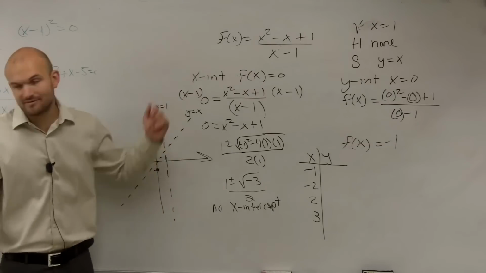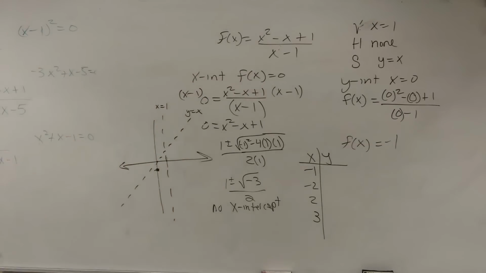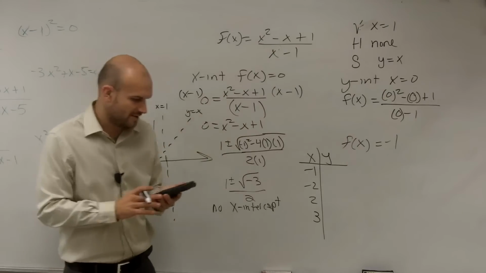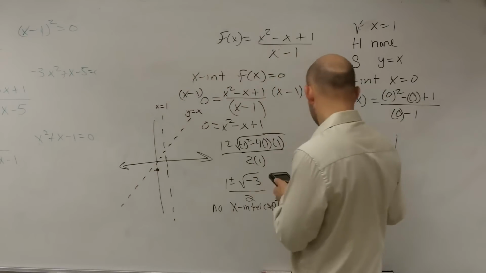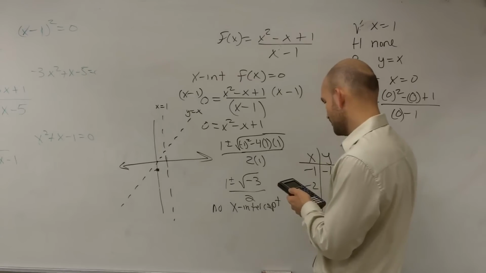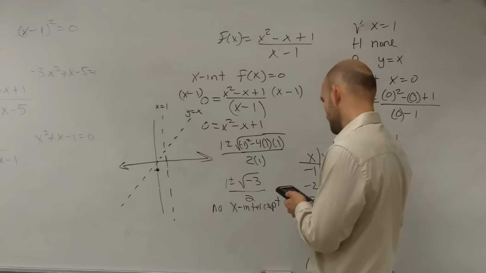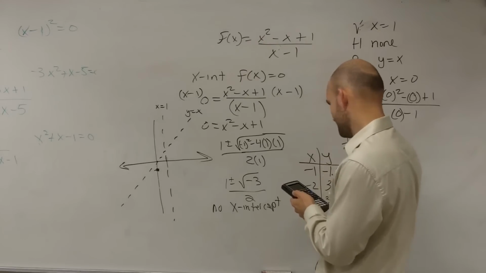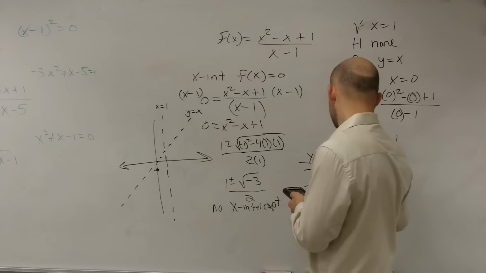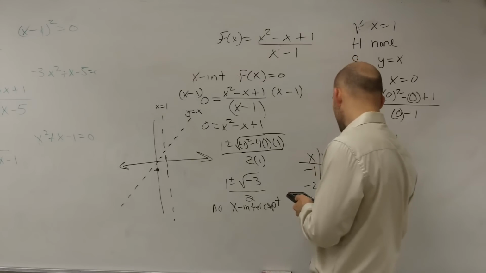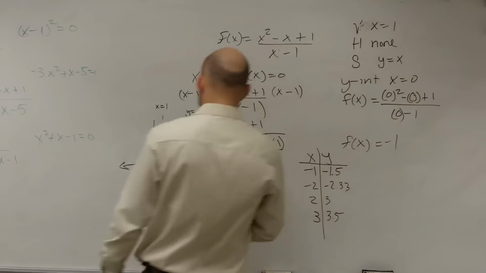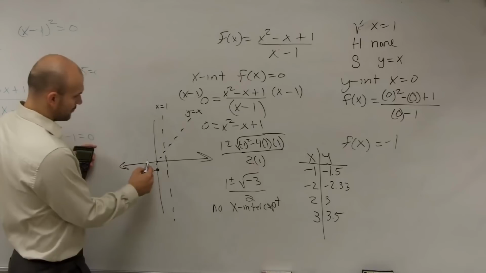Now, ladies and gentlemen, does anybody have this table that they can tell me? Because we don't have time to go through them. You can plug each one of those values in and figure them out. What you have is negative 1 gives negative 1.5, negative 2 gives negative 2.33, 2 gives 3, and 3 gives 3.5.